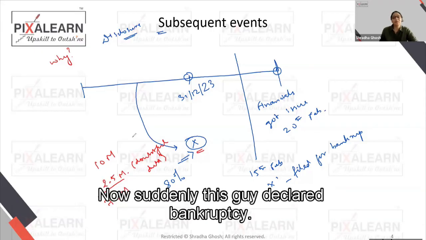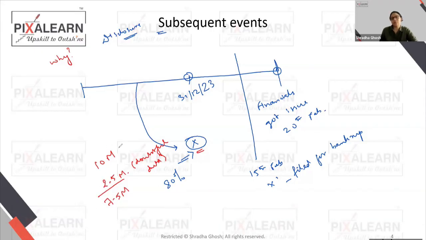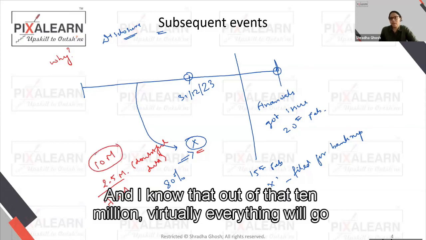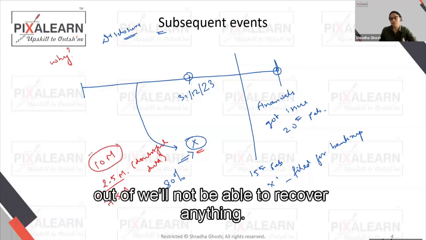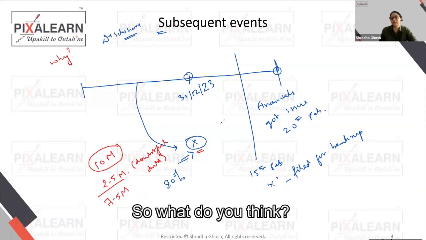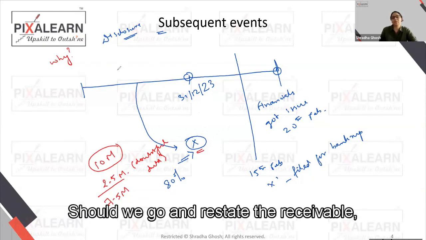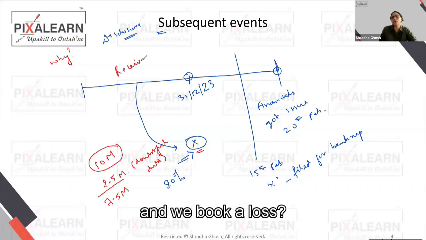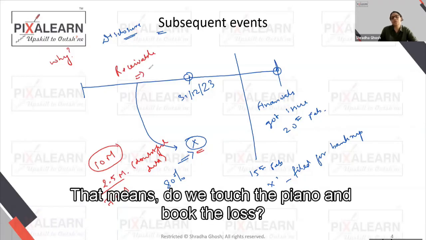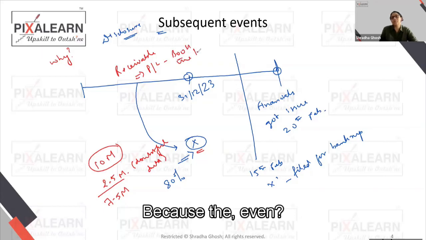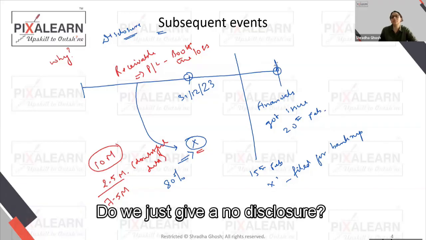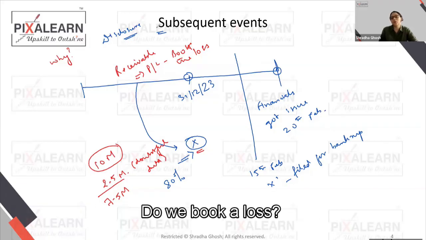And now suddenly this guy declared bankruptcy. And I know that out of that 10 million, we will not be able to recover anything. So what do you think? Should we go and restate the receivable and book a loss? That means, do we touch the P&L and book the loss? Or do we just give a note disclosure? What do we do?